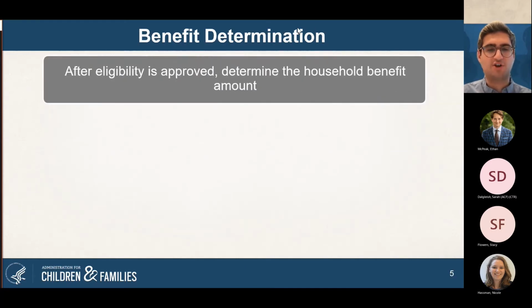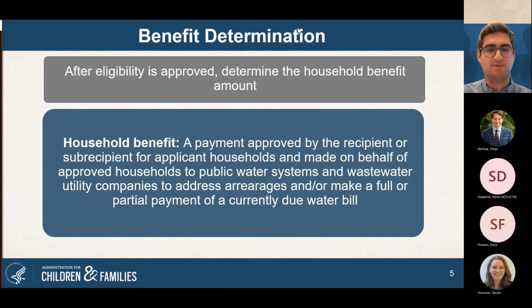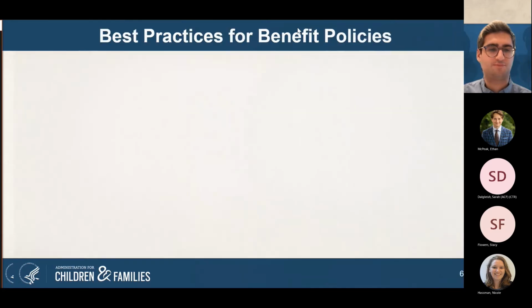Once an applicant is determined to be eligible for LIHWAP assistance, the next step is to determine the household benefit amount. A household benefit is a payment approved by the recipient or subrecipient for applicant households and made on behalf of approved households to public water systems and wastewater utility companies to address arrearages and/or make a full or partial payment of a currently due water bill.